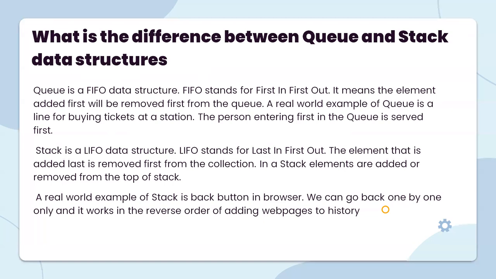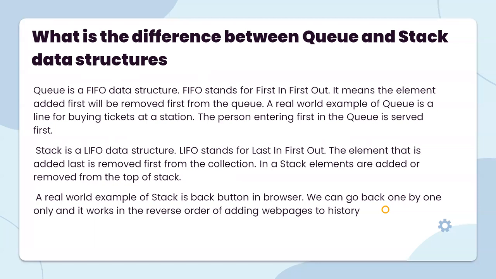Queue is the FIFO data structure. FIFO stands for first in, first out. It means the element added first will be removed first. A real world example of queue is the line of buying a ticket at the station. The person entering first in the queue is served first, right?